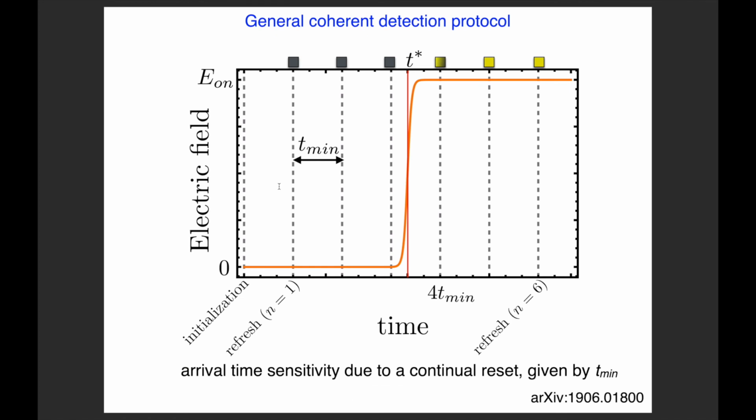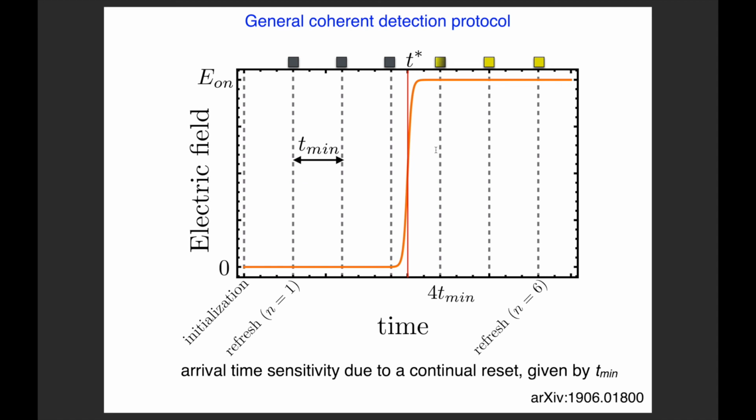So how would you use this in a coherent detection protocol? Well, you're going to have a different outcome if you reset the spin and look at its precession, if the electric field is there versus if it is not. So you're going to imagine doing a continual reset followed by a measurement, which will take you a certain amount of time, indicated here as T-min.